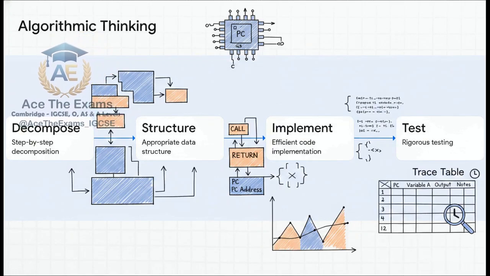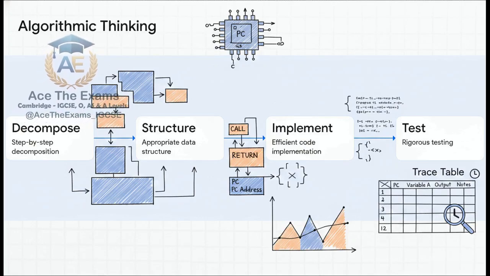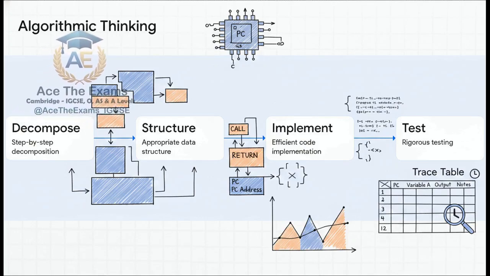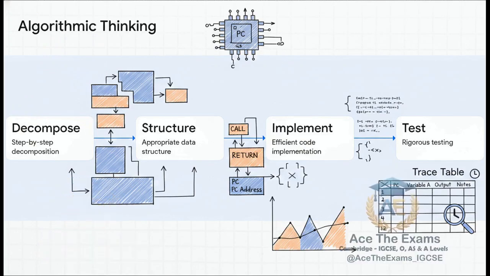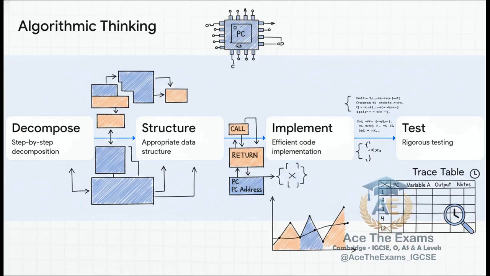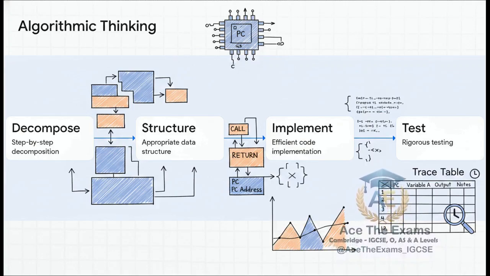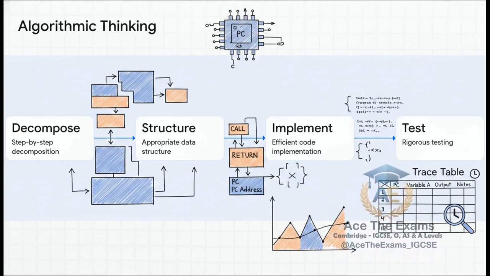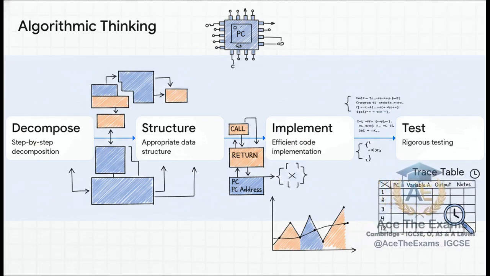Number 1, step-by-step decomposition. How exactly does the PC change during a subroutine call? Break it down. 2, appropriate data structure selection. You need to fully understand how the stack interacts with the PC during that subroutine call. 3, efficient code implementation. And 4, rigorous testing using trace tables. Listen to me carefully here. Trace tables are your absolute best friend. If you can confidently track the PC's value line by line, step by step, through a complex algorithm, you have successfully mastered the examiner's ultimate test of logic.